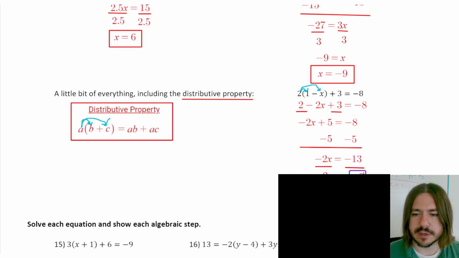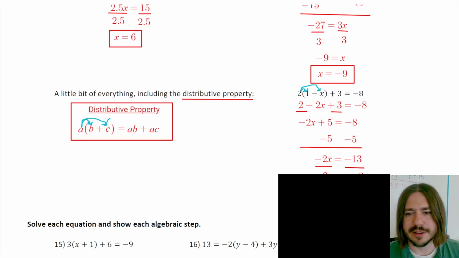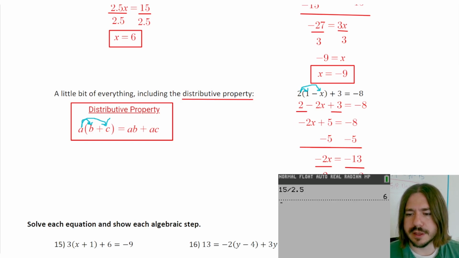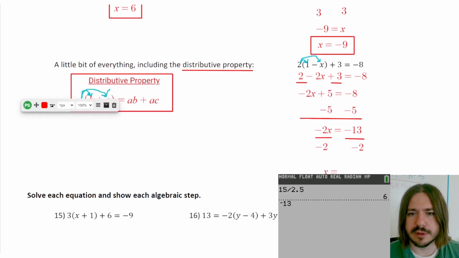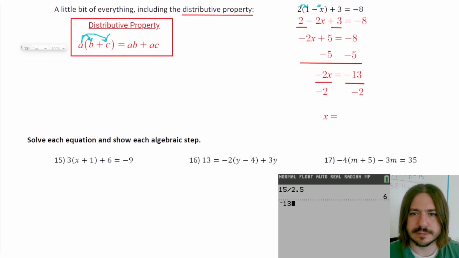I know it takes a little bit more time to show all the properties of equality that you're using and whatnot, but you'll be way less likely to make an error if you're not trying to do everything all in your head. So let's see, negative 13 divided by negative 2, that's going to be some kind of decimal here. So yeah, I'm going to type that in. I just realized you probably can't see what I'm doing here, so I'm going to scroll up. There we go. So negative 13 divided by negative 2 is going to be 6.5.